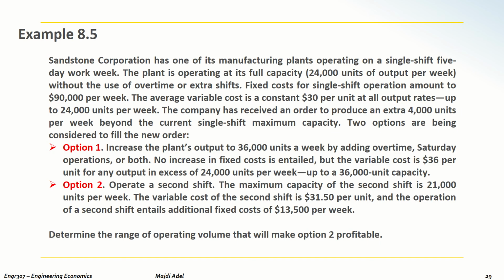The other option is to have a second shift, okay. The maximum capacity of the second shift is 20,000 units per week, and the variable cost will now be $31.5 per unit. This is the unit cost for the second shift, and the operation cost of the second shift will be $13,500 per week. Now, which option is more profitable, and at what production rate will option 2 be more profitable?